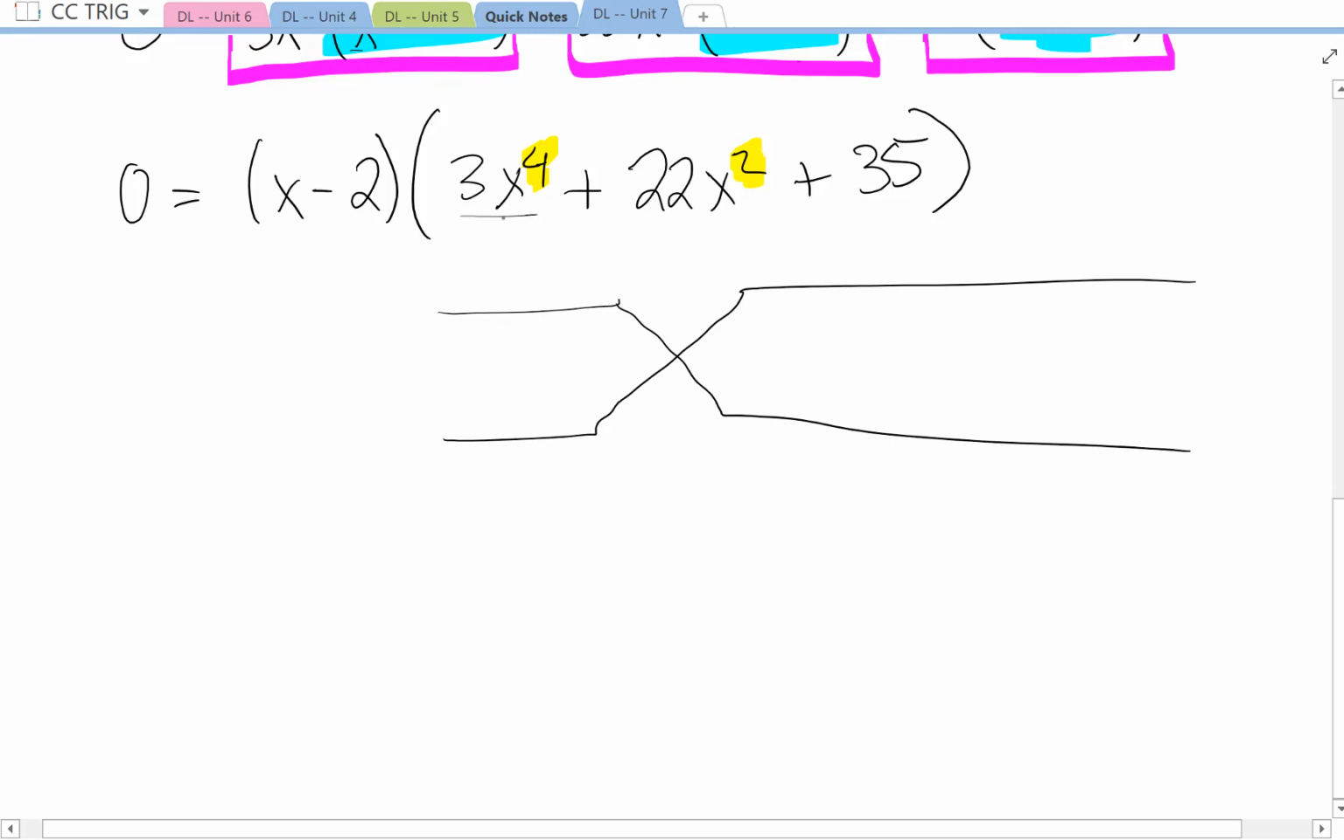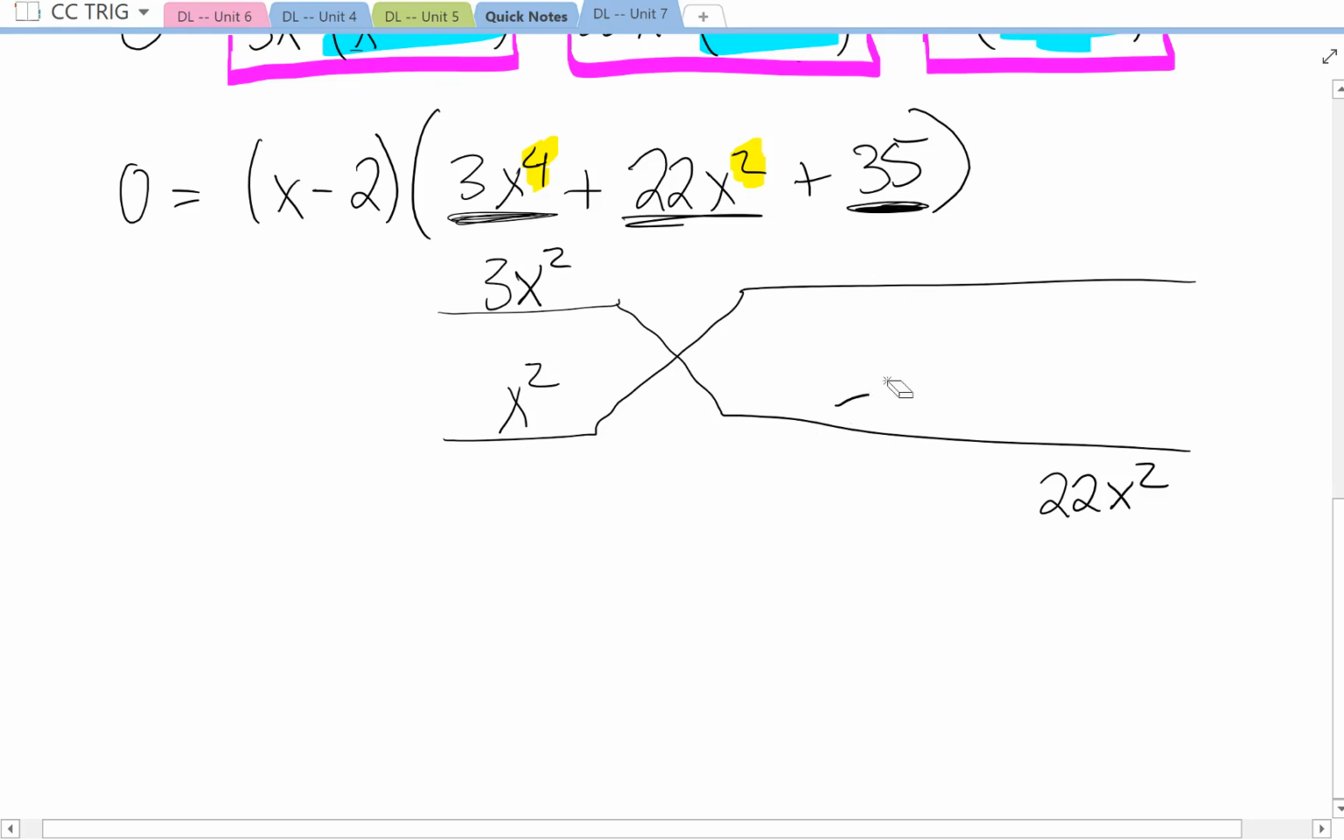So the 2 factors of 3x to the 4th, you really just have 3x squared and 1x squared. And then you need 2 factors of 35, and those products will end up hopefully giving us the middle term, 22x squared. So what goes into 35? I was thinking immediately 7 and 5. If I do 7 times 3, that's going to be 21. And then a 5 times 1, that's not going to give me 22.